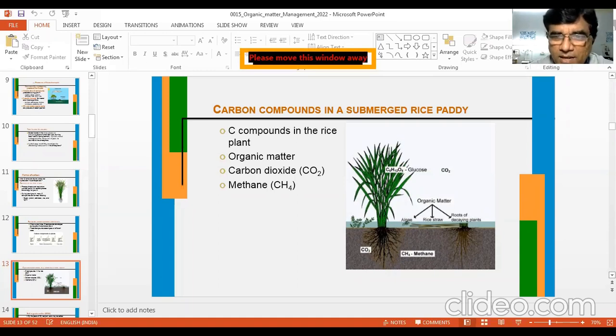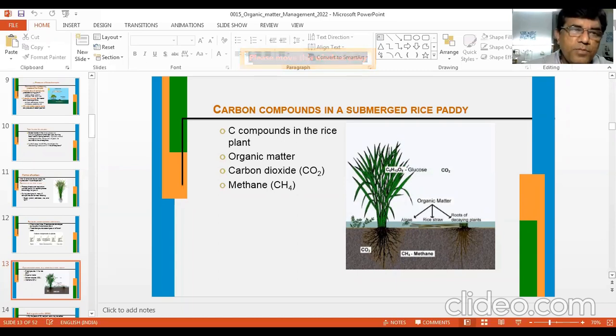It can be algae, also some algae grow in rice. Rice straw can be added, rice roots can be there, some green manuring can also be done, and so on. So there could be different sources and different forms of carbon or organic matter in rice soils.